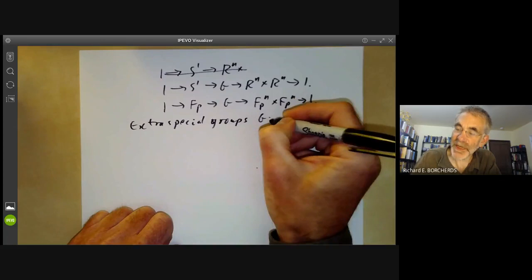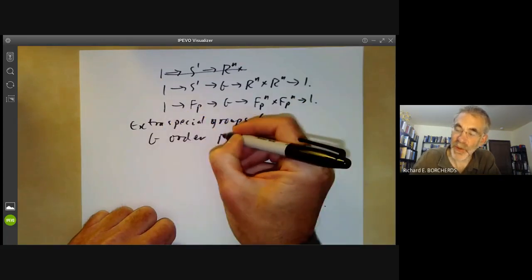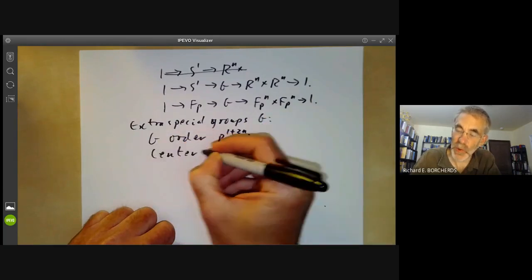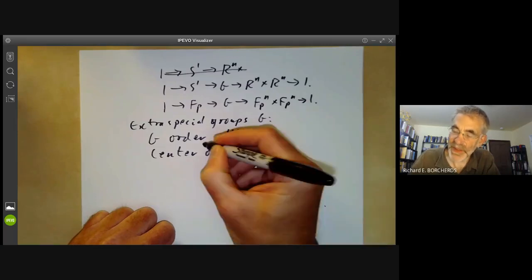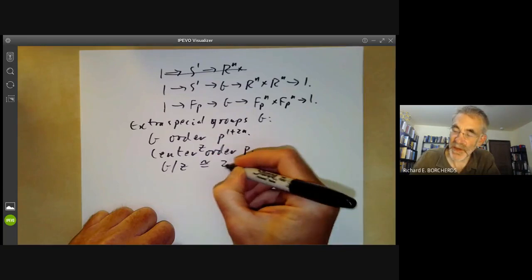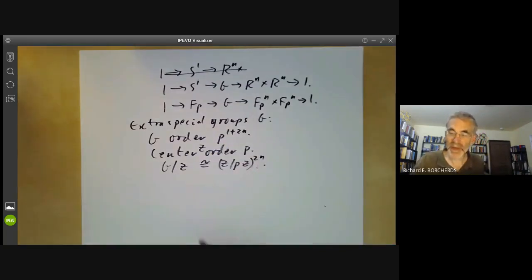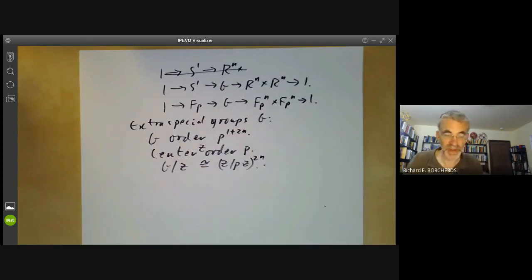So what's an extra special group G? Well, G has order p to the 1 plus 2n. The center is order p. Let's call the center Z. And G modulo Z is isomorphic to (Z over pZ) to the 2n. So these are the analogs of the Heisenberg groups. They should have been called Heisenberg groups, not extra special groups, but we're stuck with this rather silly name.